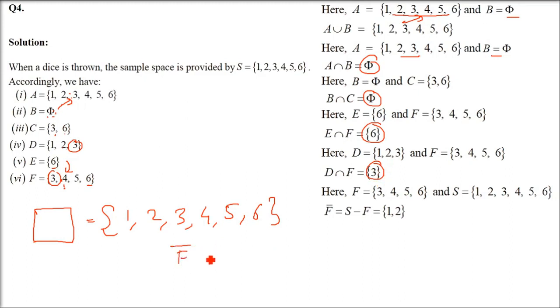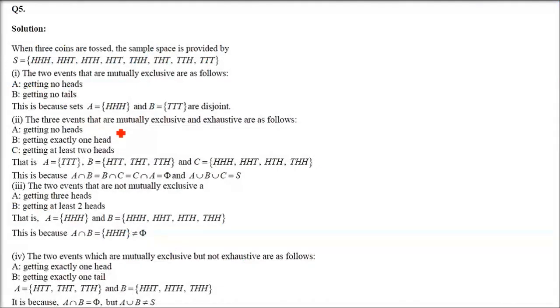F complement can be computed by taking the universal set and subtracting F. So 1, 2, 3, 4, 5, 6. Subtract F, 3, 4, 5, 6. So 1, 2, 3, 4, 5, 6 minus 3, 4, 5, 6 is 1 and 2. See, in order to find the F complement, take the universal set and remove the F set. Then you get F naught or F complement. So 1 and 2 will be the answer.